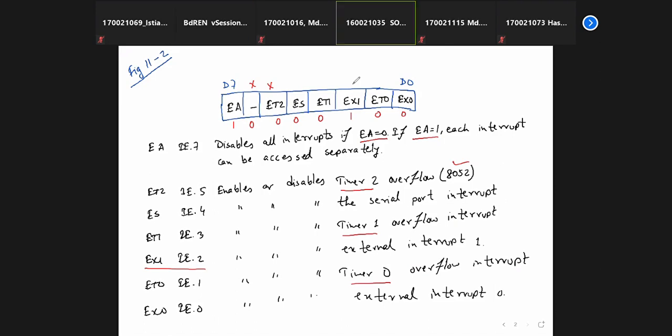Sir, suppose EA is 0 and EX1 is 1, so this instruction won't work. Right, it will not work. For the rest of the bits to work, your EA must always be 1. Okay?